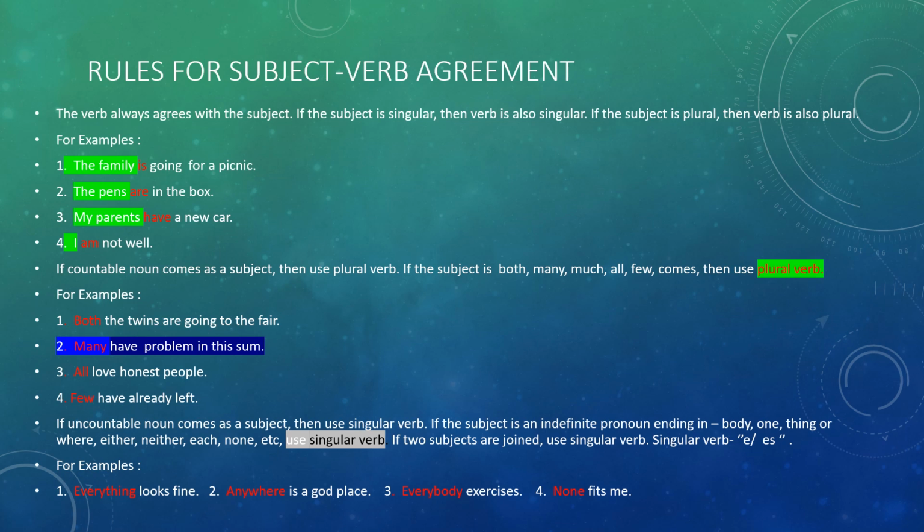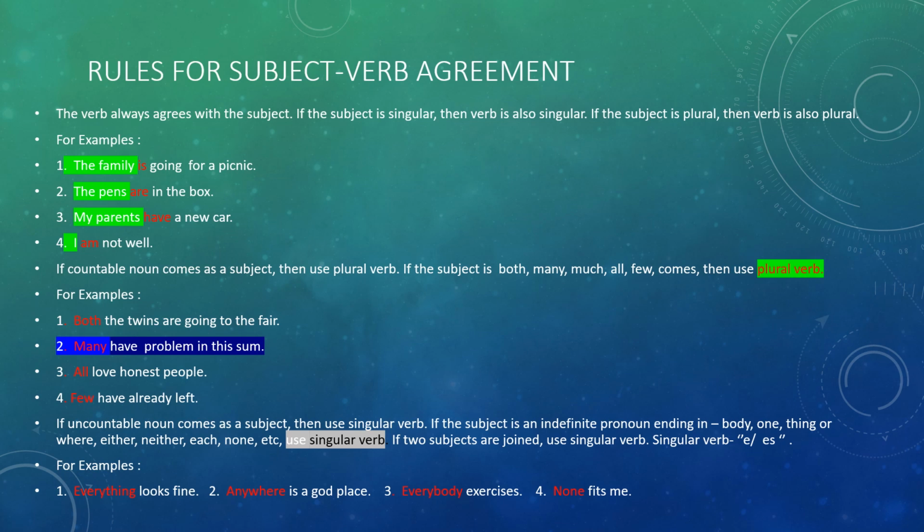Next, subject verb agreement, as I told you. You have lesson number 19, the last topic: subject verb agreement. I teach you this only because it is related to the verb. Now you understood what is a verb, helping verb, main verb. Now subject verb agreement. In this, only two things you have to remember.